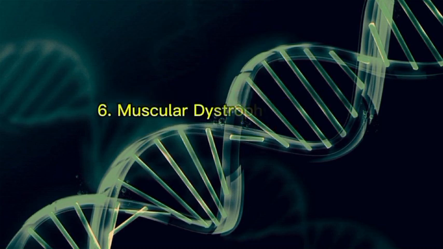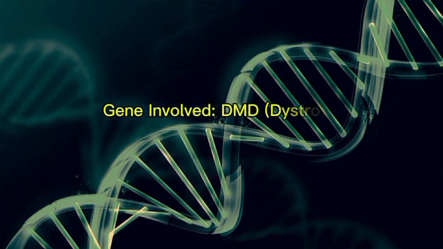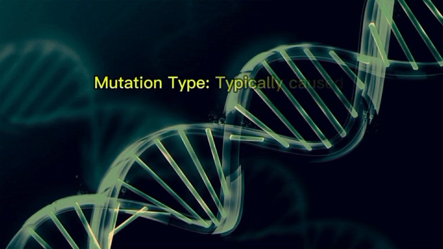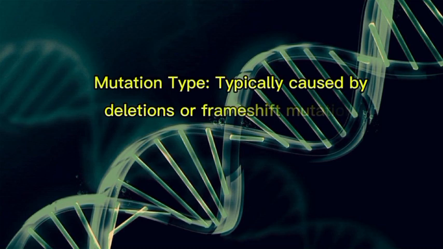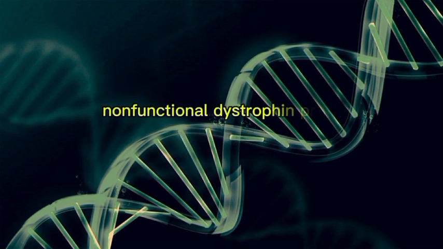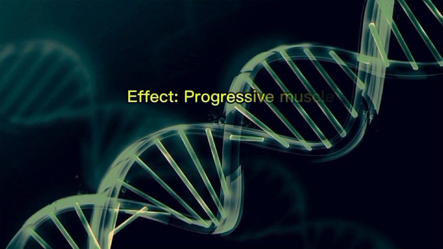6. Muscular dystrophy, Duchenne. Gene involved: DMD, dystrophin. Mutation type: typically caused by deletions or frameshift mutations that result in a non-functional dystrophin protein. Effect: progressive muscle weakness and degeneration.